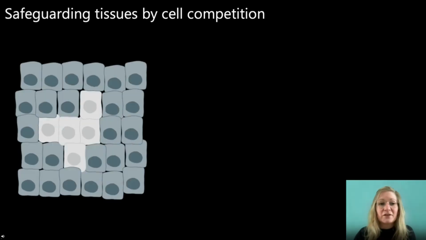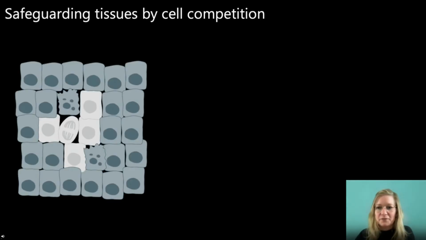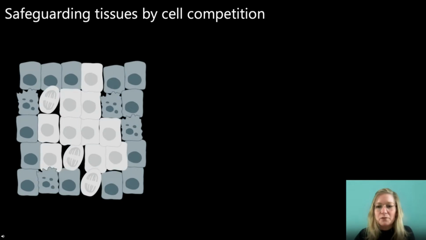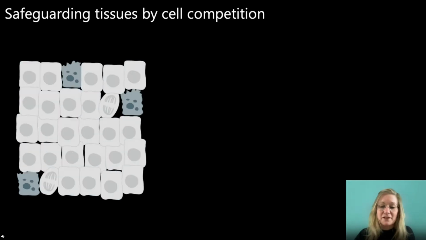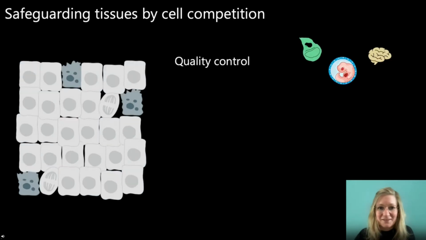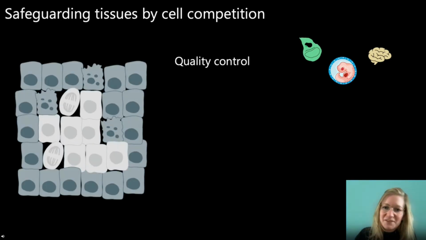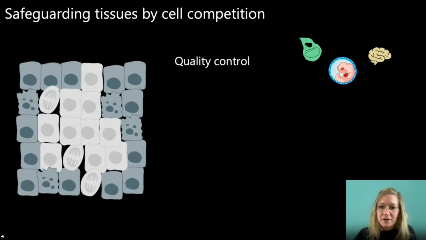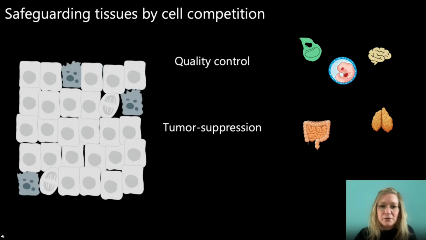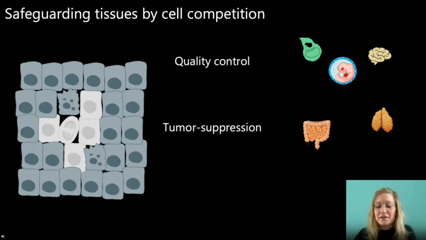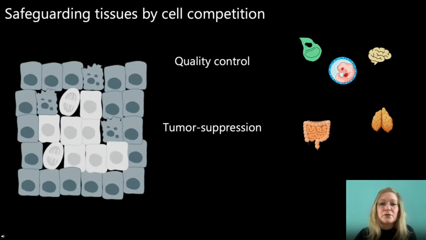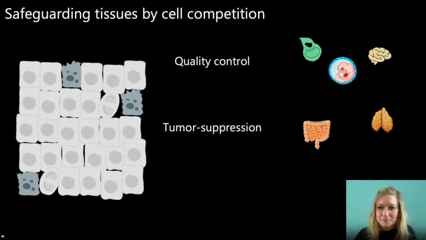Weaker or loser cells are identified by stronger winner cells and eliminated from these tissues, often through apoptosis. And this is a strong mechanism that controls overall tissue and organismal fitness, which was first identified in developing fly tissues in the 70s. But it can act as a regulator of quality control throughout organismal life. And this starts in the early embryo and continues to impact physiology up to late adulthood. But cell competition has also been shown to protect against disease. For example, by elimination of early malignant cells from pancreatic or intestinal epithelia, or through cell selection in the thymus, which can protect against leukemia.